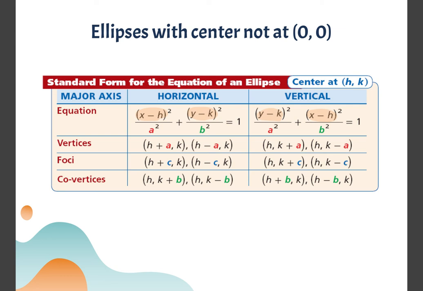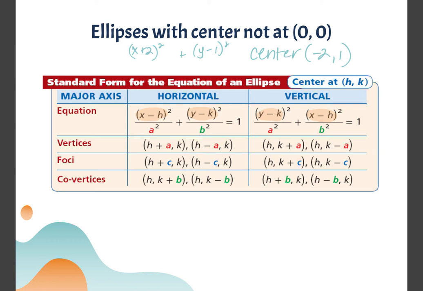So if it said x plus 2 squared, whatever, over whatever, and then y minus 1 squared, my center is going to be negative 2, 1. So we change the sign of what's after the x, we change the sign of what's after the y, and that's our center. Everything else is still the same.